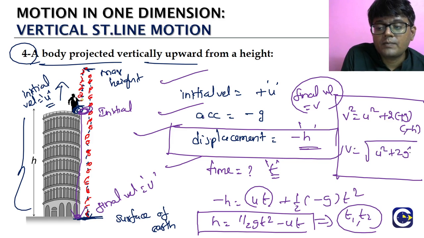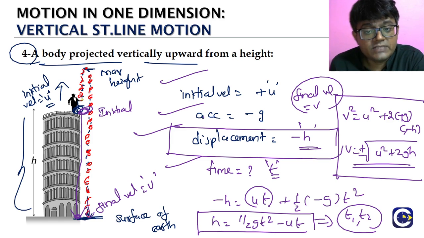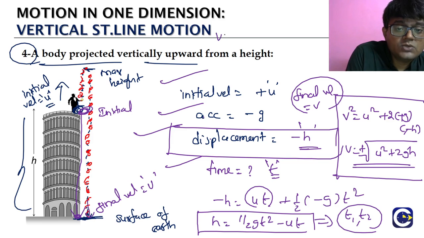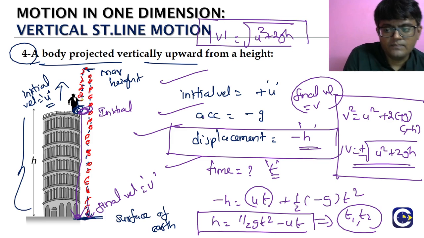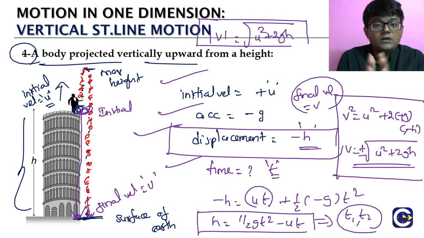Here also v is equal to root of u square plus 2gh, plus or minus. But since we know that the final velocity is downwards, sign convention wise we will take it as minus. But if we are just looking at the magnitude, what will be the magnitude? Root of u square plus 2gh. This is the magnitude of the final velocity. Okay, so this is how we look at the fourth case. What is the fourth case? Standing on top of a building, we are throwing the object up.